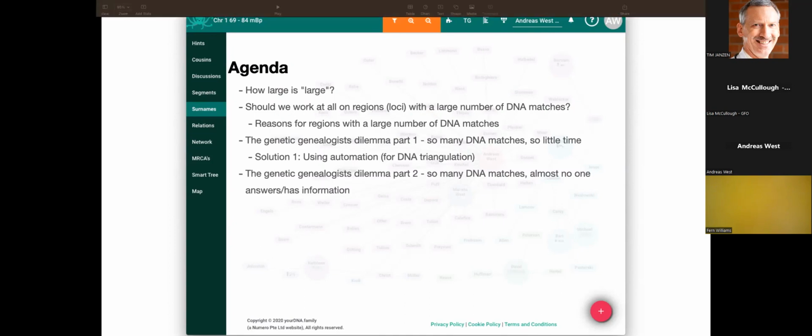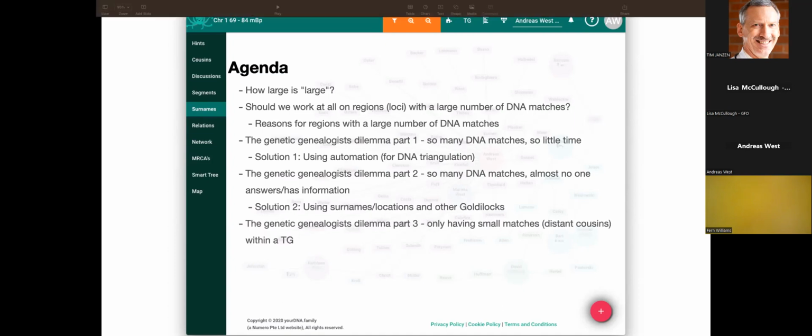The second one is that we have so many matches, but almost no one actually replies when we send out any messages to them, or even if they reply, they just say, well, I have no information at all, right? Which is not very helpful. No family tree, nothing. And the third one is that, at least for non-Americans, non-Canadians, people especially in Europe or in Asia, for example my wife, we have rather distant and small matches and also not such a large number of matches, because the common ancestors are usually very, very far back, right? So that is a very specific problem that you might not be facing.